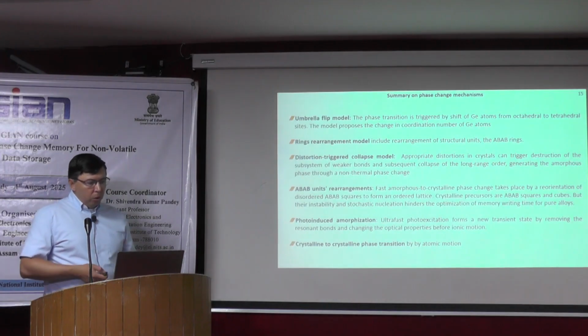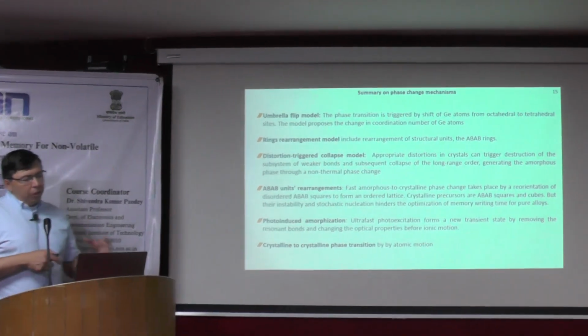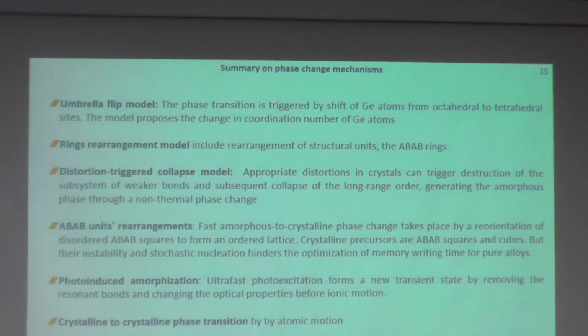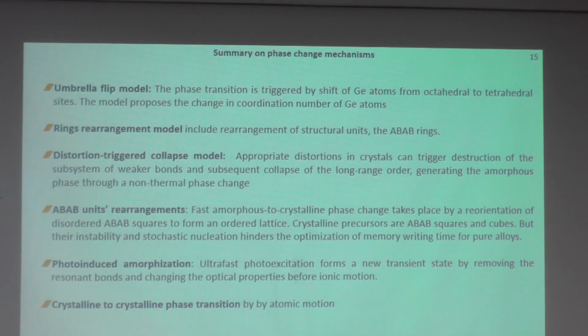So now I would like to conclude this part of my talk. We considered the umbrella flip model, which is based on the transformation of tetrahedral germanium to the octahedral site, and then it brings the system to the amorphous state. Then the ring rearrangement model, where the ABAB rings are included, is based on the reorientation of these ABAB rings. The distortion collapse model is based on the idea that if we can induce high distortions in the system, we can transform the crystalline state to the amorphous state. This is a non-thermal process.